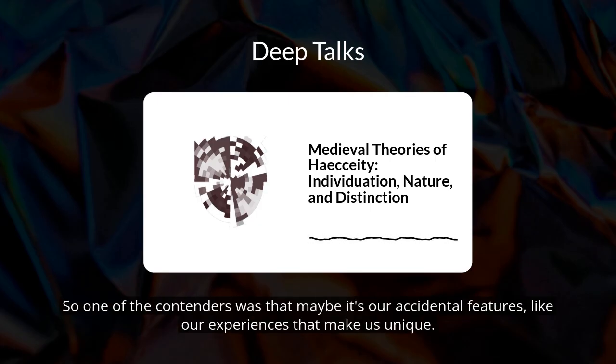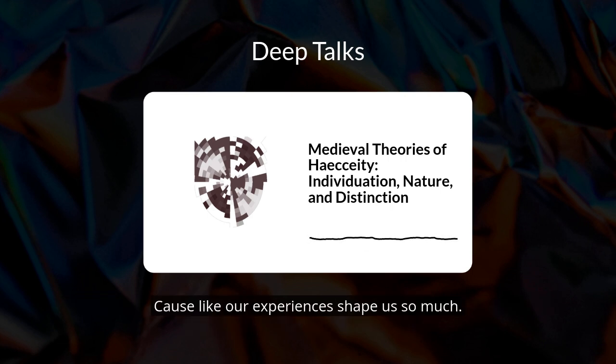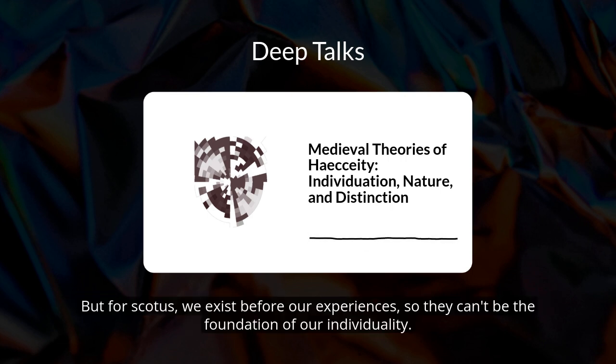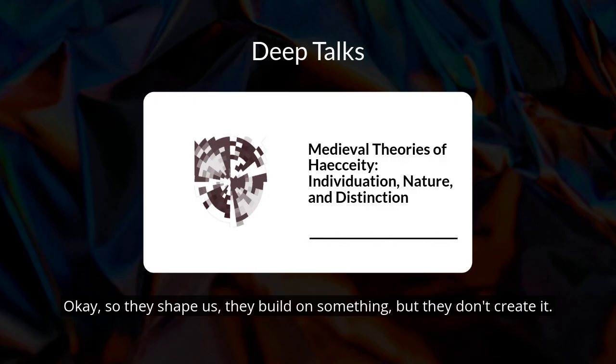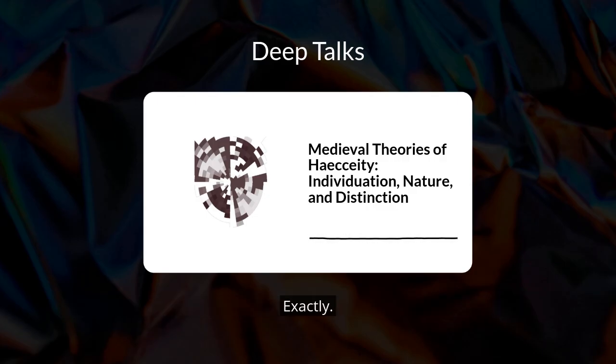So one of the contenders was that maybe it's our accidental features, like our experiences that make us unique. Okay, yeah, because our experiences shape us so much. Right. But for Scotus, we exist before our experiences, so they can't be the foundation of our individuality. Okay, so they shape us. Right. They build on something, but they don't create it. Exactly.